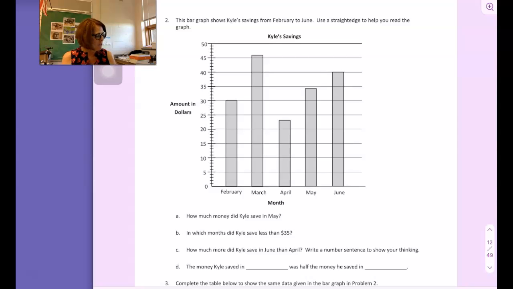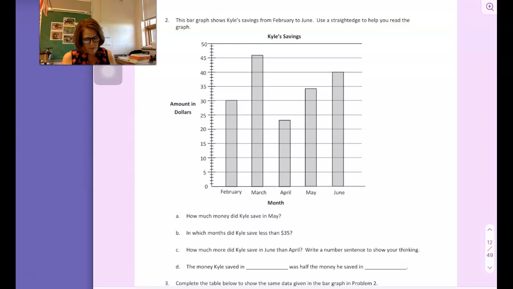This bar graph shows Kyle's savings, the money he's saving from February to June. Use a straight edge or a ruler to help you read the graph. Now, the reason they say that is because it's going across, okay? So if you want to get a straight edge, go ahead.